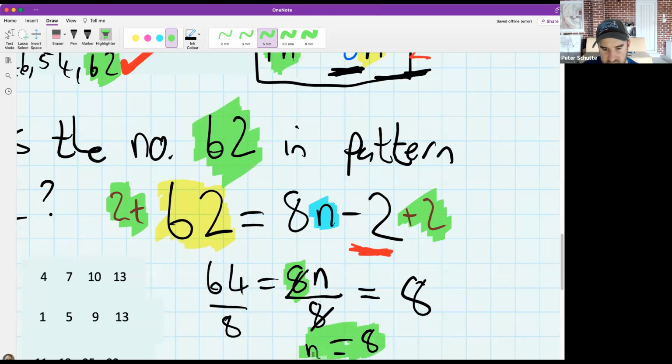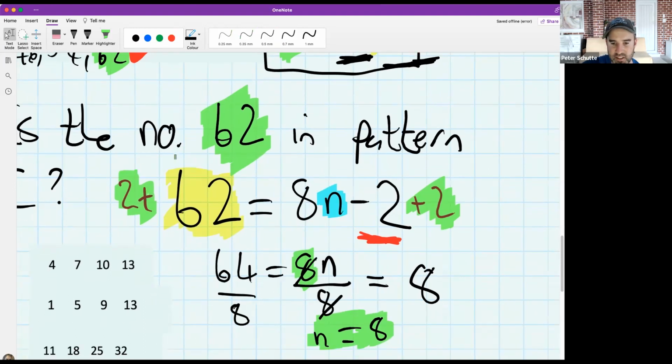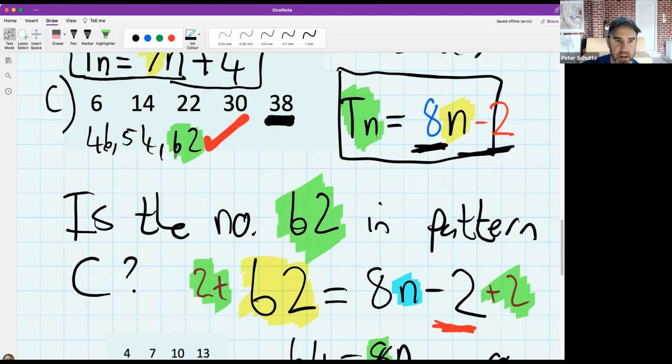So the position 62 is in the 8th position. Let's just check that it really is in the 8th position. Let's count from the beginning together. Position 1, 2, 3, 4, 5, 6, 7, 8. Yeah. I'm going to do this again. Don't worry. This is the first time I'm showing you.